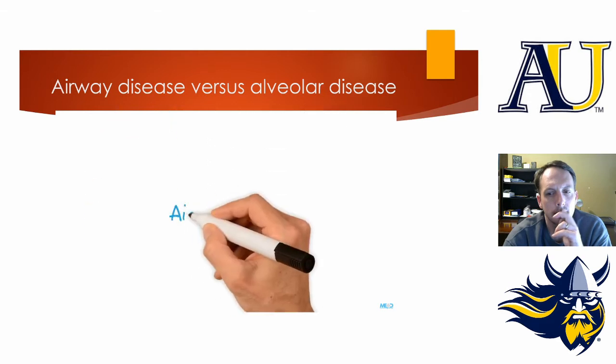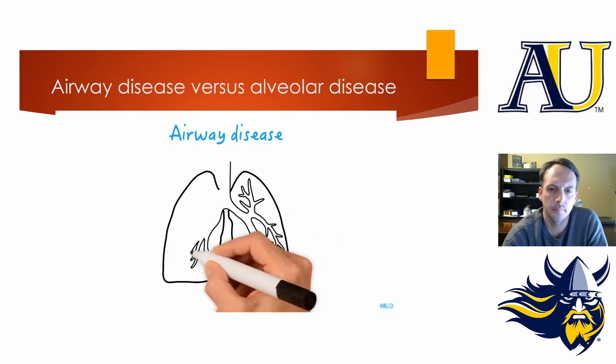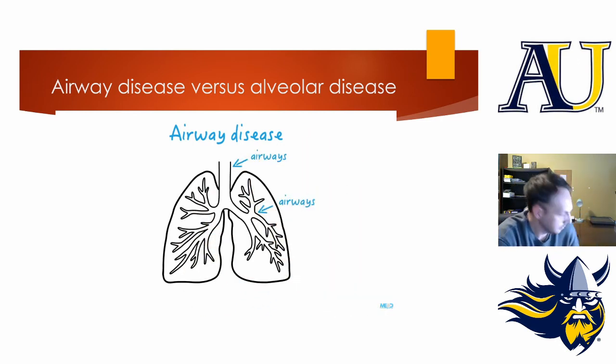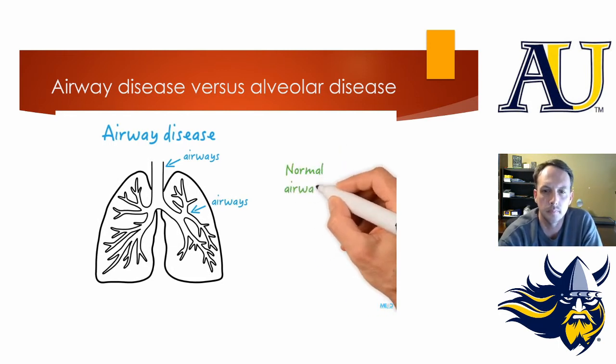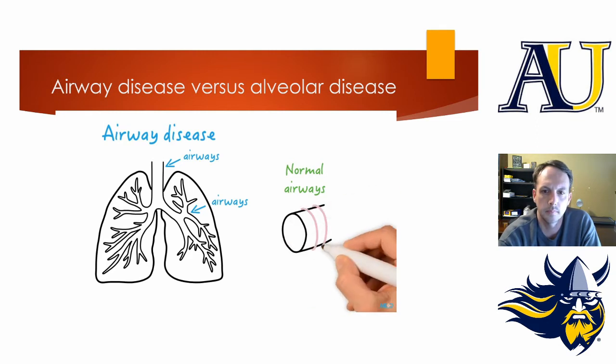So first, the airway disease patient. When we refer to airway disease, we're simply referring to the physical airways that carry volume in and out of the lungs. Normal airways should be patent and allowing for adequate flow of volume. The inside of a normal airway should look something like this: wide open and patent. But in a patient with airway disease, the inside opening of the airway becomes narrow.